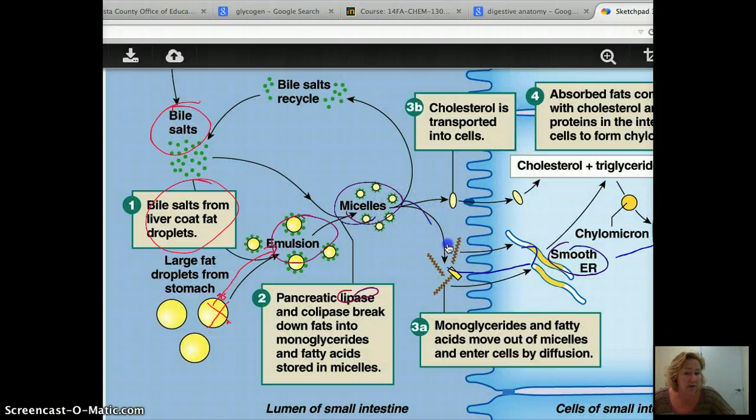How does it get in here? It just goes right in. Awesome. The cell is entered by diffusion. Look at that. It moves out of the micelles. So with these micelles, the bile doesn't really go with it. It's like, hey, go ahead and buy yourself there. Then it goes to the smooth ER. It gets processed. Where does it go from there?